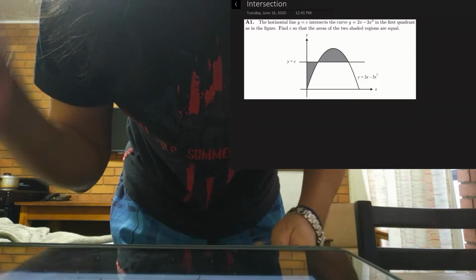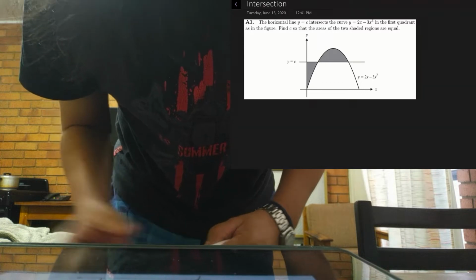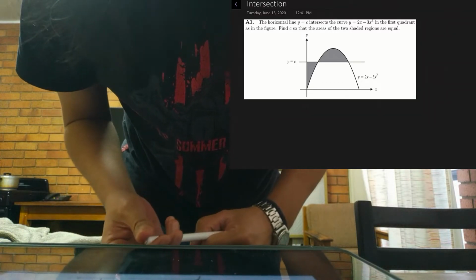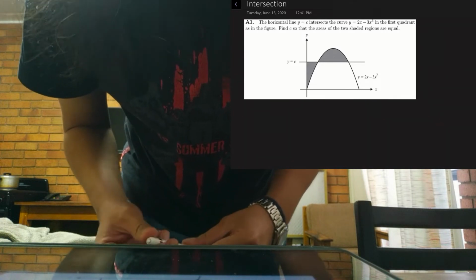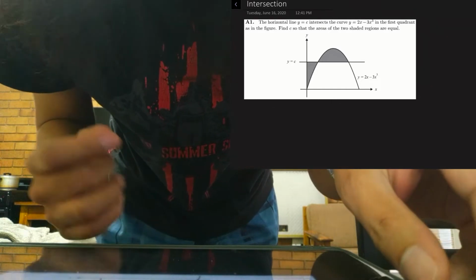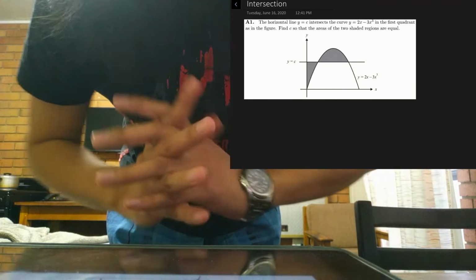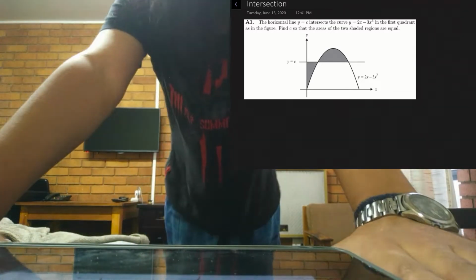Anyway, the question is from Putnam, 1993, and it reads: the horizontal line y equals c intersects the curve y equals 2x minus 3x cubed in the first quadrant as in the figure. Find c so that the areas of the two shaded regions are equal. So it's very similar to the equal area problem we had yesterday, but instead of geometrical figures, here we have a line and a curve.